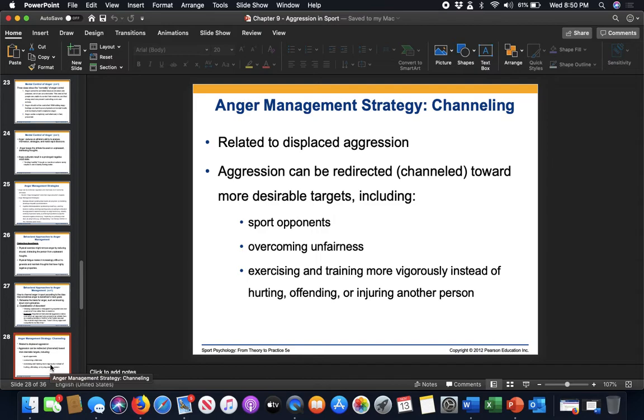Overcoming unfairness. If you felt like you were slighted by a referee, well, you're going to channel it to then overcome that and do better. And then it says here, exercise and training more vigorously instead of hurting, offending, or injuring other people. So those are just ways of channeling.